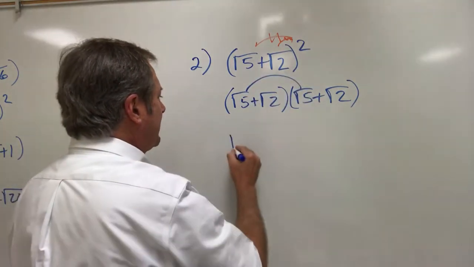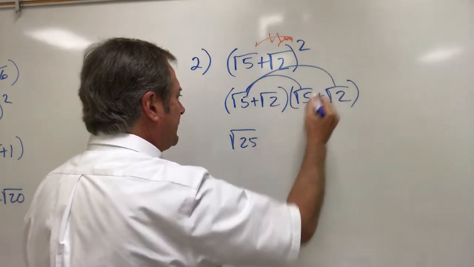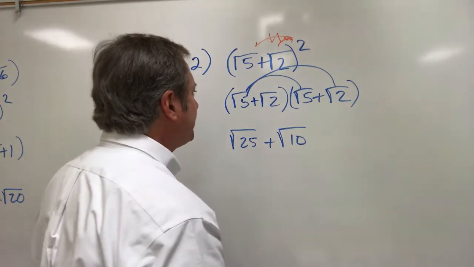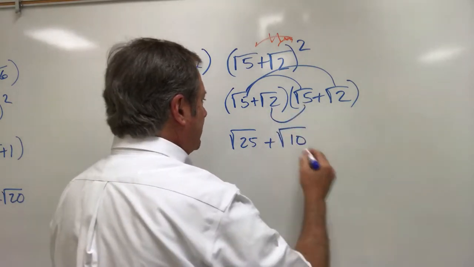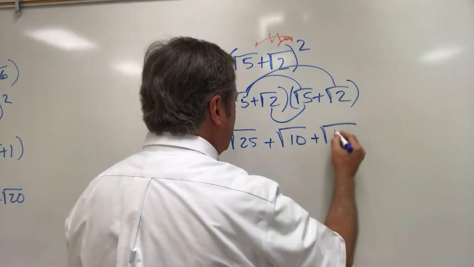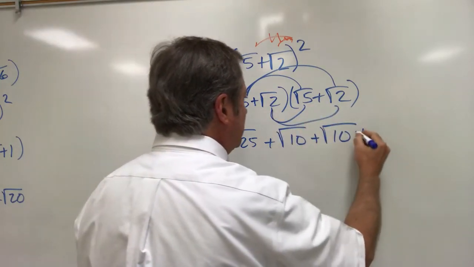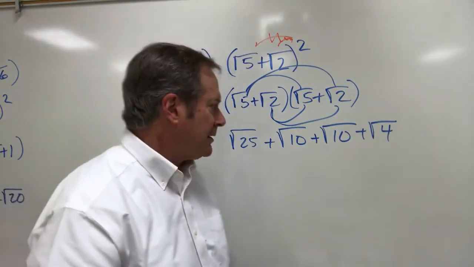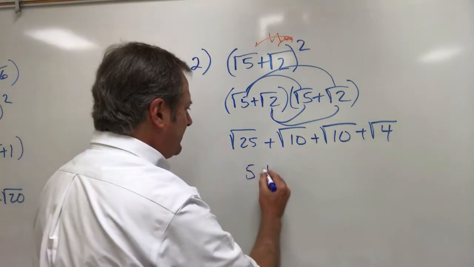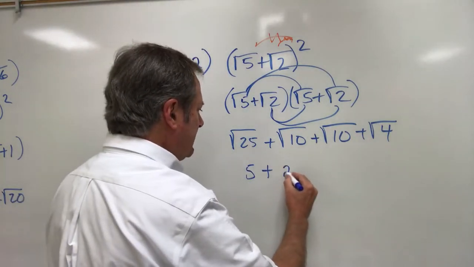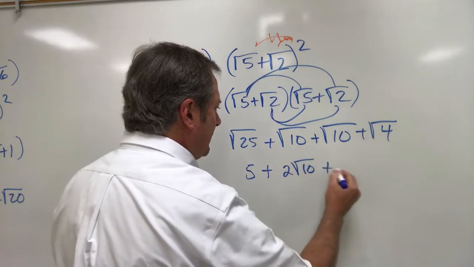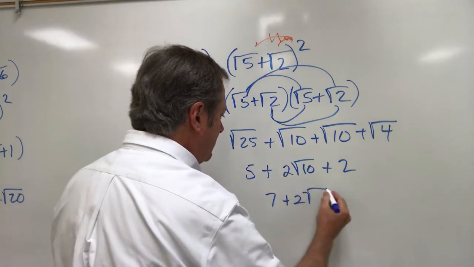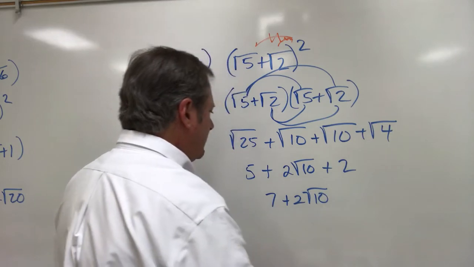The square root of 5 times square root of 5 is the square root of 25. The square root of 5 times the square root of 2 is the square root of 10. There we go. And 2 times the square root of 2 times square root of 5 is, again, the square root of 10. And square root of 2 times square root of 2 is the square root of 4, which you're already thinking those are perfect squares, and indeed they are. So square root of 25 is 5. 1 square root of 10 plus 1 square root of 10 is 2 square roots of 10, plus square root of 4 is 2, and then we add up the 5 and the 2, and we get 7 plus 2 square roots of 10.